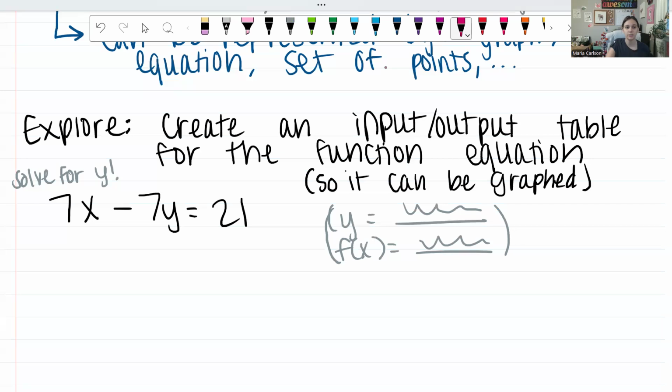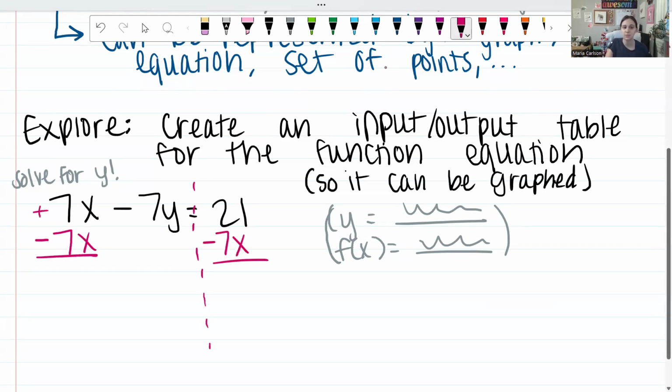First thing I'm going to do here is move this 7x away from the side that has y, right? If I look at this equation, it has two sides. The left side has y on it. So I'm going to move this 7x over to the opposite side by subtracting. This is a positive 7x, so I will subtract 7x from both sides. Positive 7x minus 7x is 0. So we're left with just the negative 7y is equal to 21 minus 7x. Yes, you can just leave it like that because we don't know what x is.